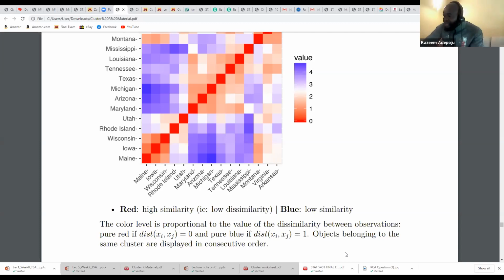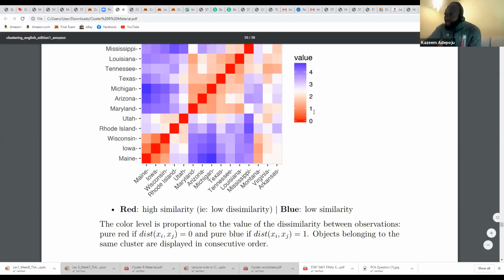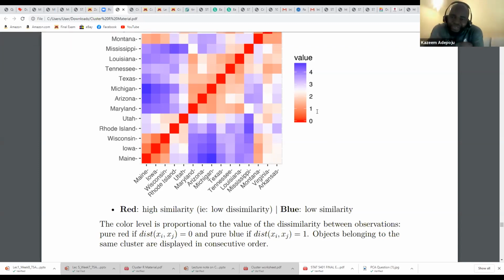Now take a look at that. That is why objects belonging to the same cluster are displayed in consecutive order. So make use of the legend right here. This is going to be the end of my lecture today. Is there anyone among you who needs clarification before I end my lecture today?